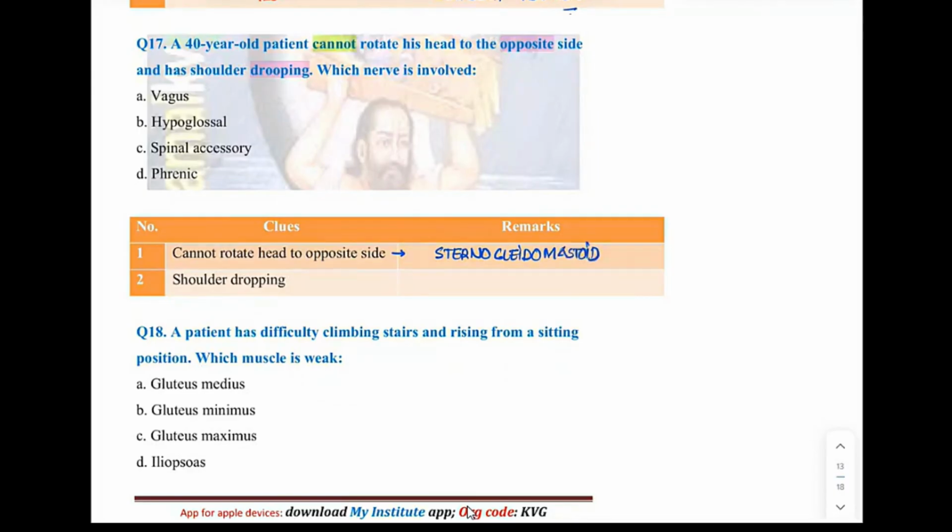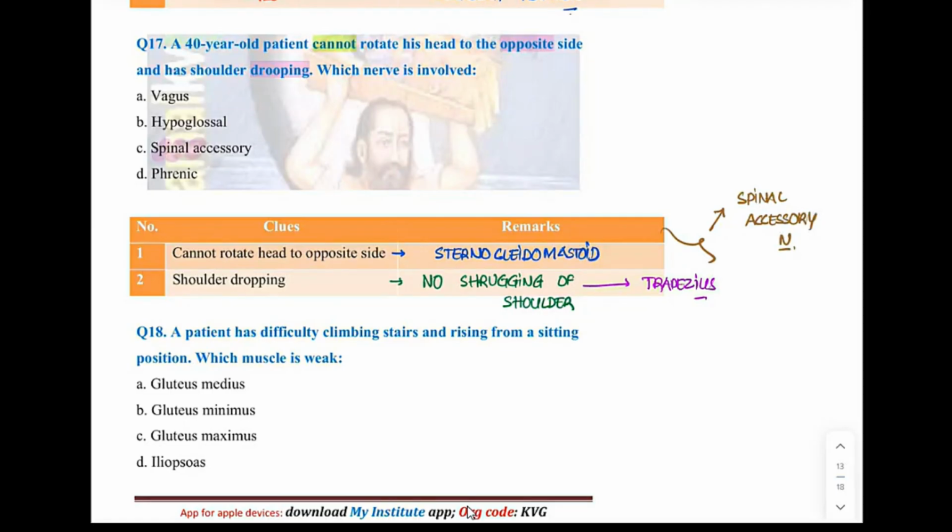Then shoulder dropping means the action which is absent is shrugging. So no shrugging of shoulder. And shrugging of shoulder is done by trapezius. So it means trapezius is also paralyzed. And both the muscles, they have the common nerve supply, and that is spinal accessory nerve. Clear? So the answer here will be spinal accessory nerve.